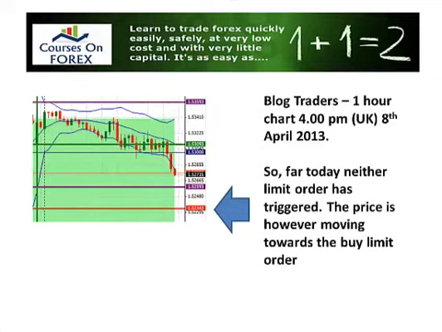Time's moving on. It's 4 o'clock in the afternoon on the 8th of April still, 2013. The price is moving towards the bottom of the two red lines, but it's not there yet by a long way. And therefore, all we're doing is just waiting and watching, or at least waiting and having dinner, or doing something else useful.